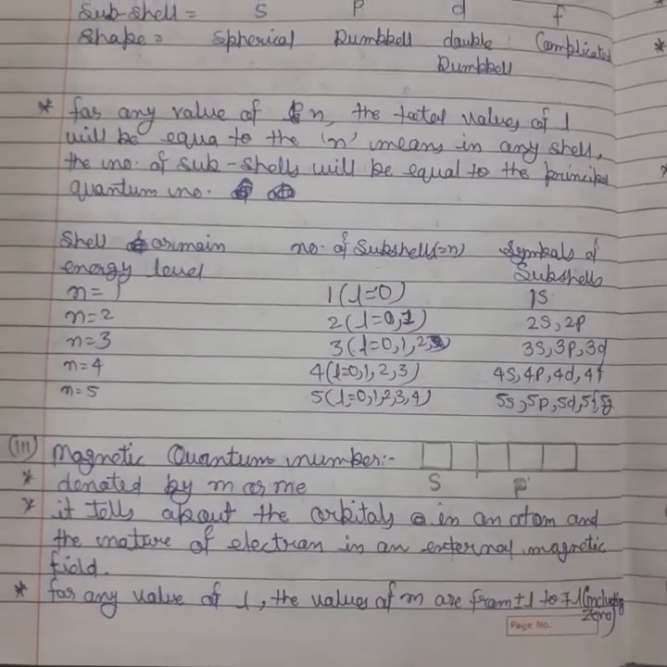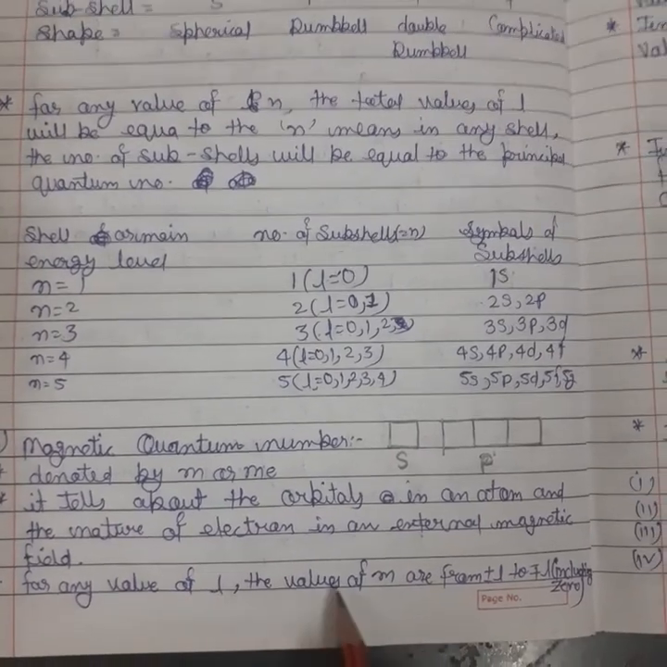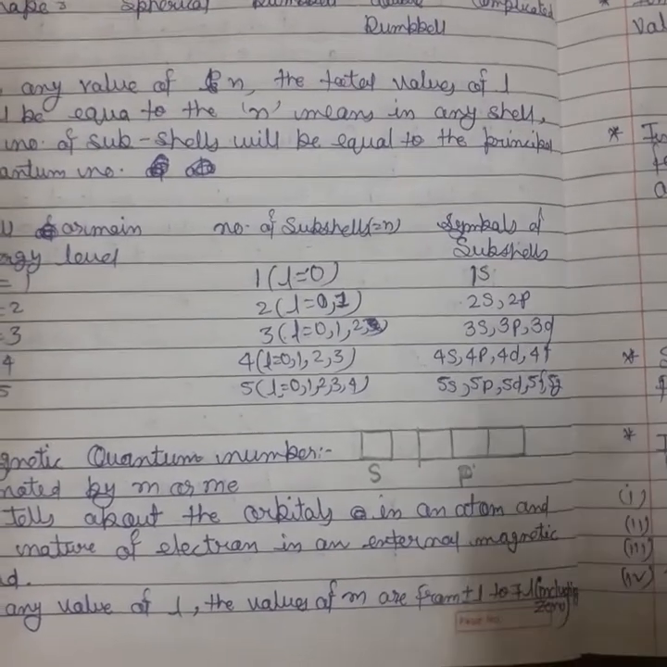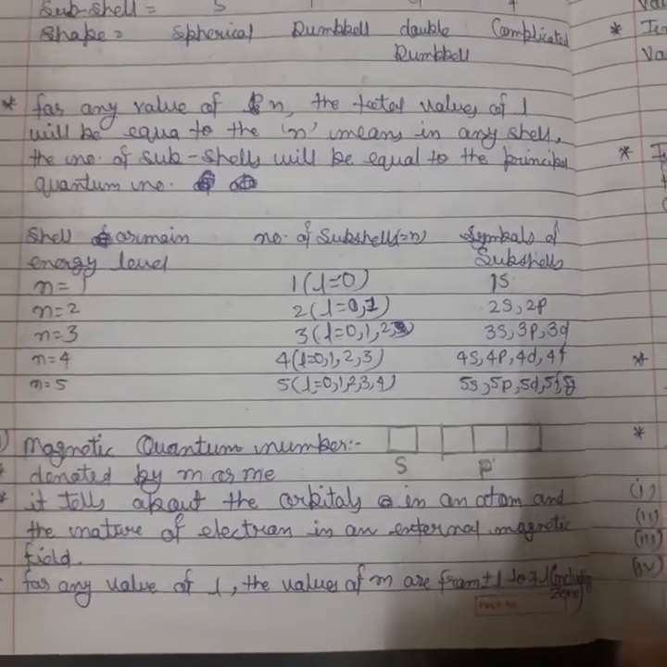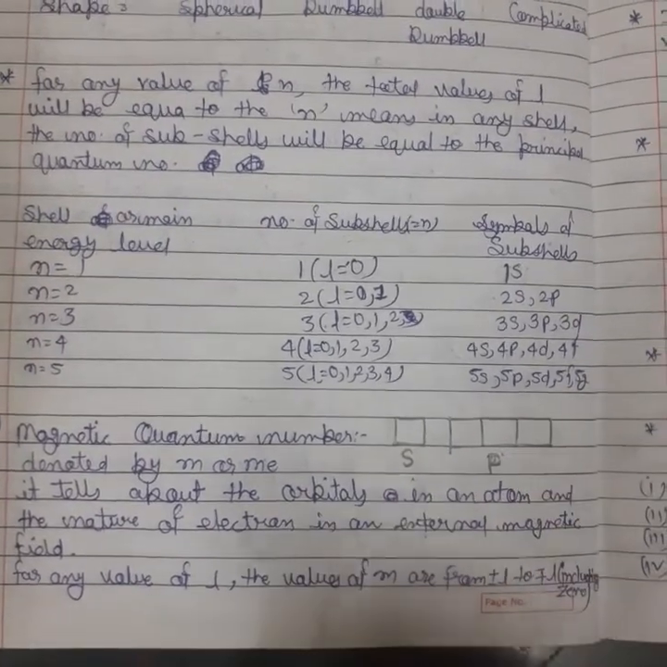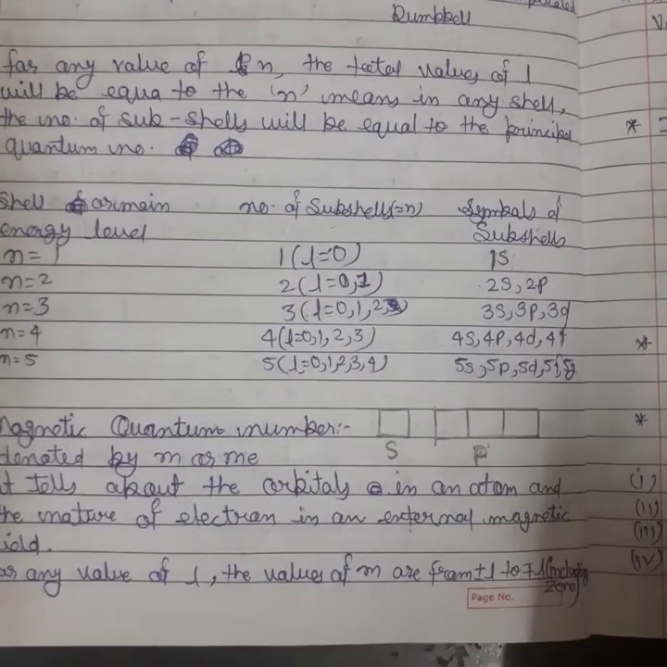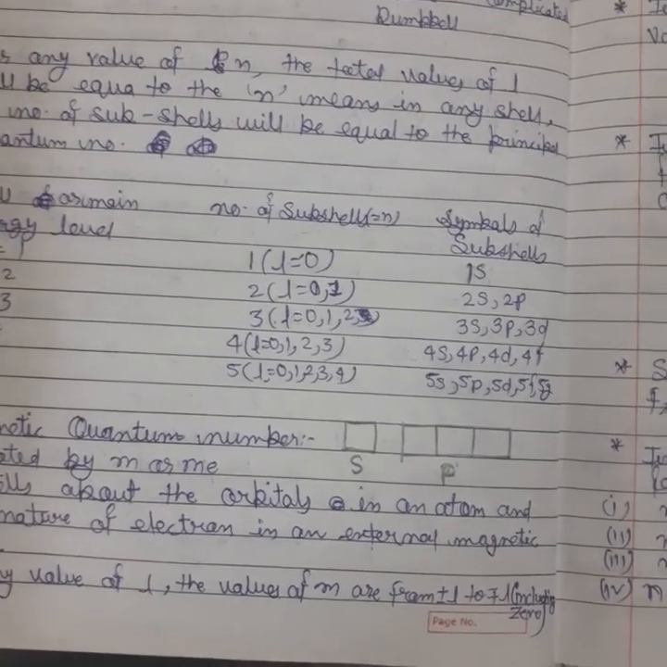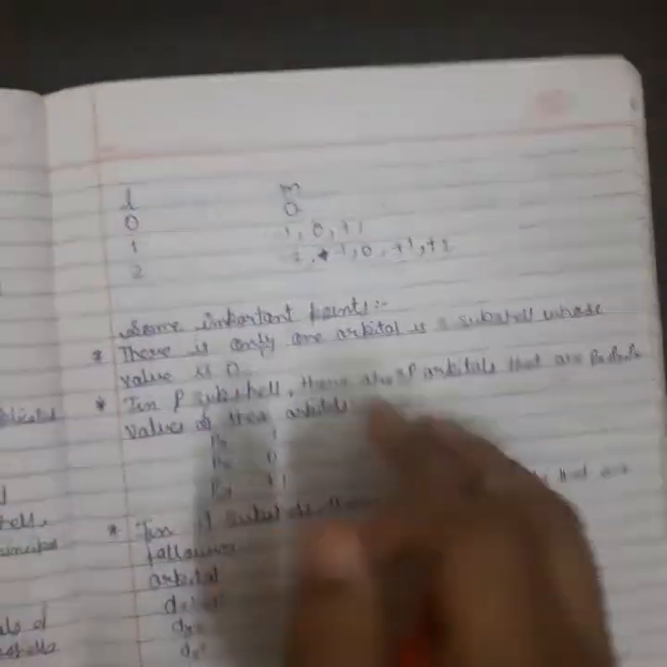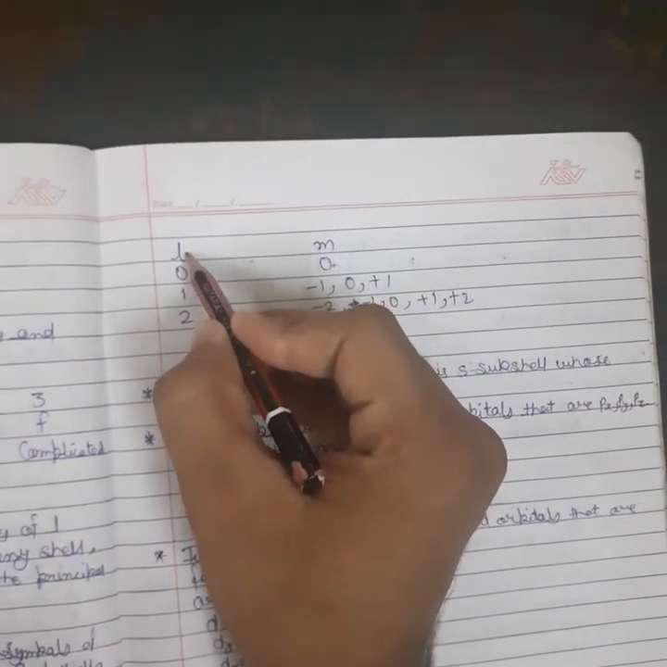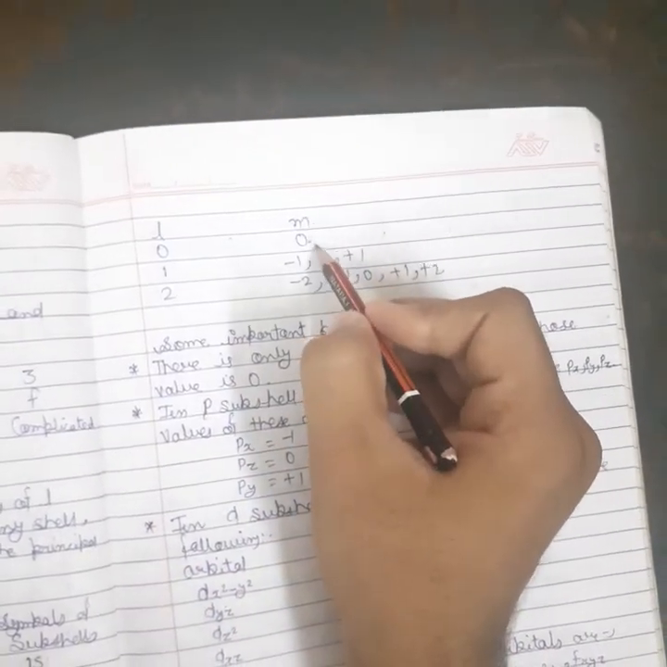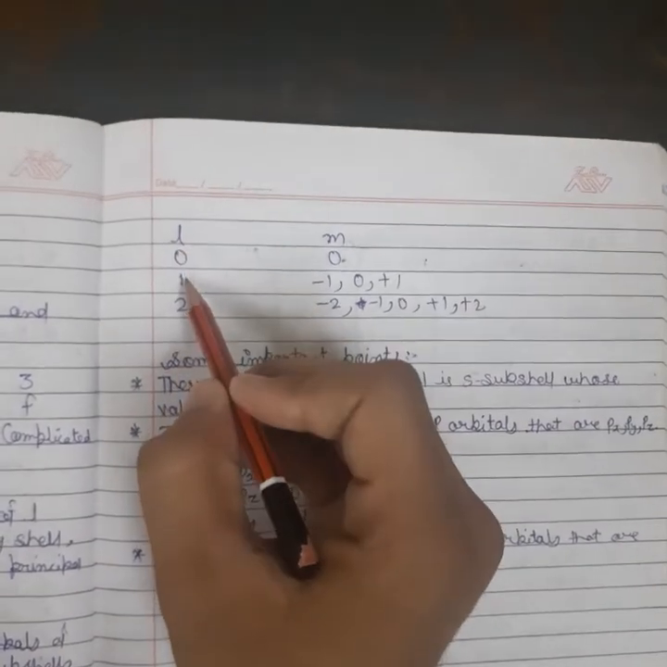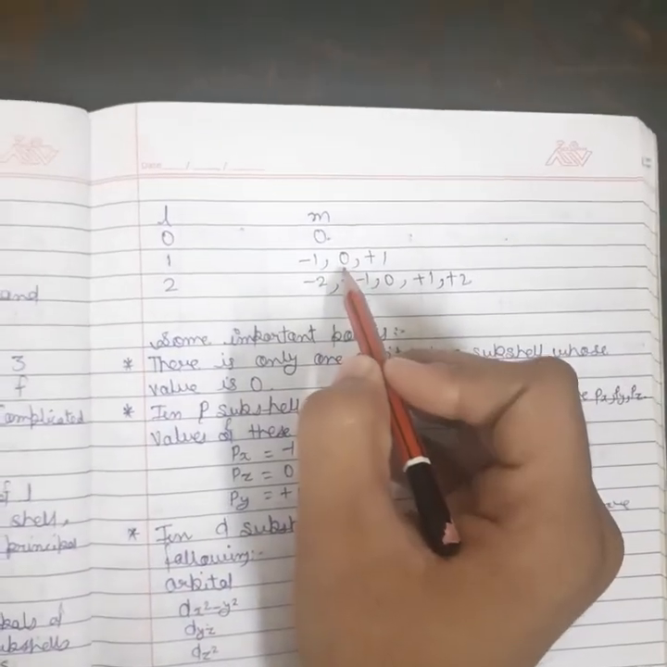Now come back to the magnetic quantum number. For any value of l, the value of m varies from plus or minus l to minus or plus l, including 0. Here the value of the magnetic quantum number can be 0, unlike the previous quantum numbers. So how do we define the magnetic quantum number for an electron? If the value of l is 0, the value of m will be 0, as plus or minus 0 makes no difference. If the value of l is 1, the value of m will vary from plus or minus 1 to minus or plus 1.